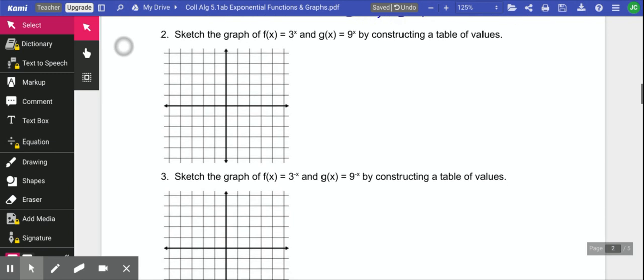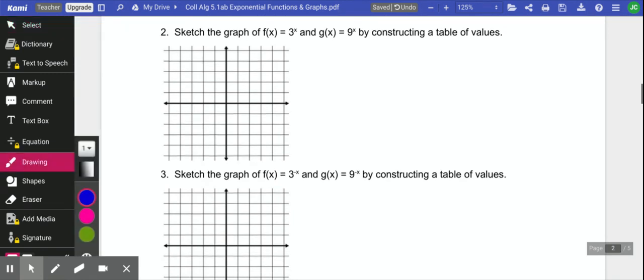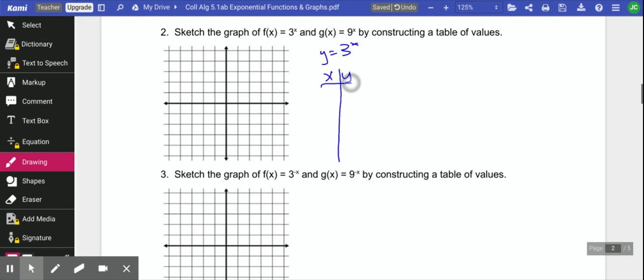Now, we want to graph our exponential functions. So exponential functions are when your x, your variable, is in the exponent. So we'll start with this one, y equals 3 to the x. I'm going to create a table of values, and I'm going to plug in what we normally do, -2, -1, 0, 1, 2.